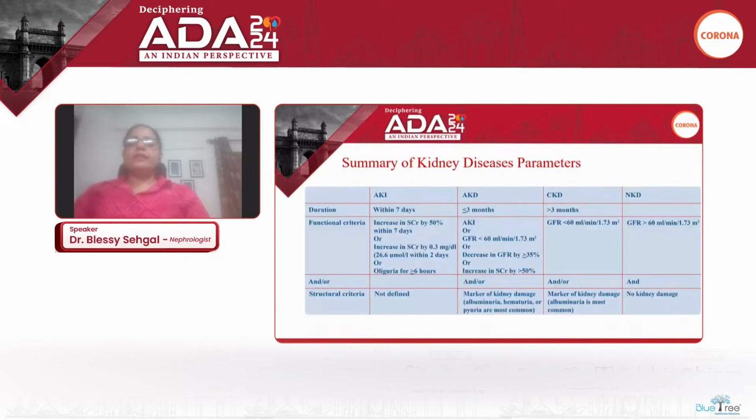So again, a summary of these kidney disease parameters. It's very important to understand this to later understand diabetic kidney disease. AKI can be defined as an increase in serum creatinine by 50% within 7 days, or an absolute increase in serum creatinine by 0.3 milligram per deciliter, or oliguria of more than 6 hours, occurring for less than 7 days. That is AKI. Anything between 7 days and 3 months is AKD, which can be defined as an eGFR of less than 60 for a duration of less than 3 months, or a decrease in GFR by more than 35%, or an absolute increase in serum creatinine by 50%, occurring for less than 3 months. Anything with a GFR of less than 60 for more than 3 months is CKD. Next slide.